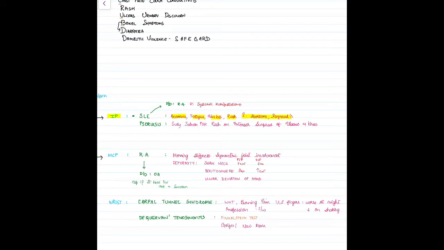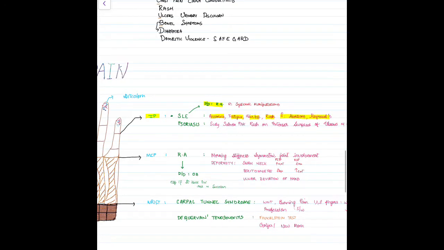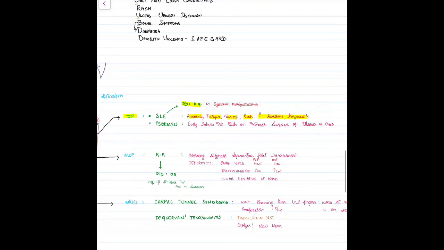Like I said, the differential diagnosis of SLE is RA because the systemic symptoms overlap with SLE because of the systemic manifestations. And at the interphalangeal joint, you have one more diagnosis that is nothing but psoriasis. And what are the supporting points? It can be a scaly salmon pink rash on extensor surfaces of elbows and knees. Okay, so that is psoriasis.